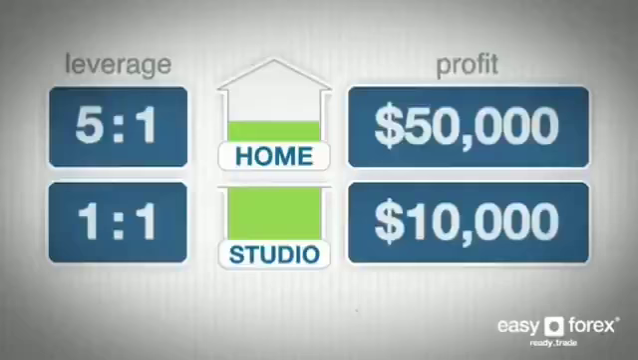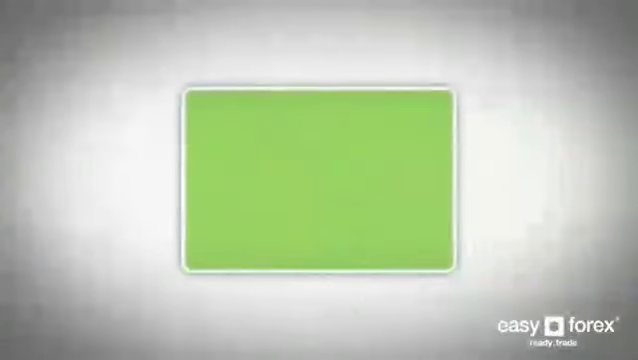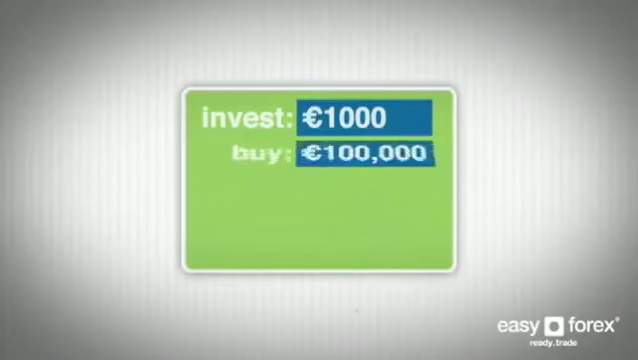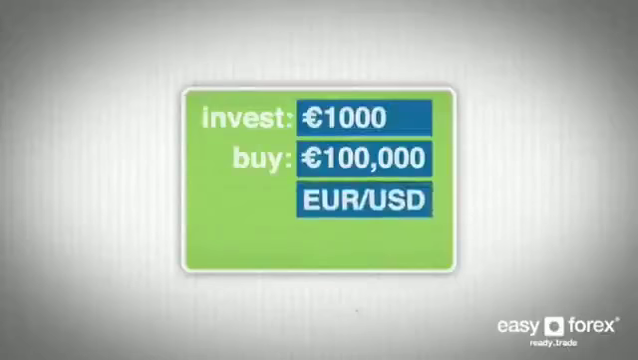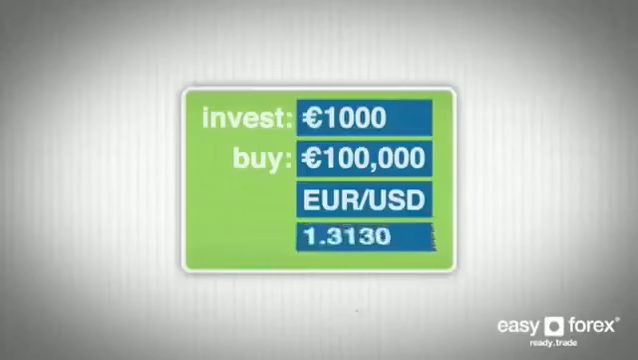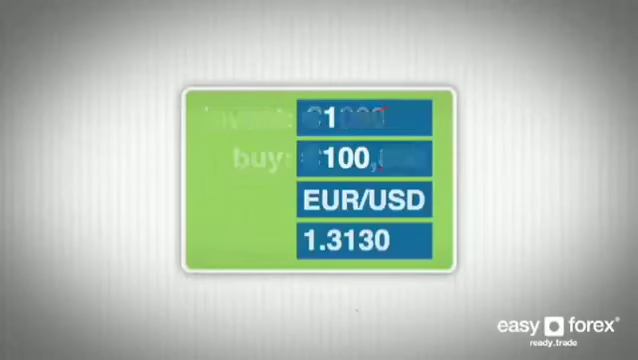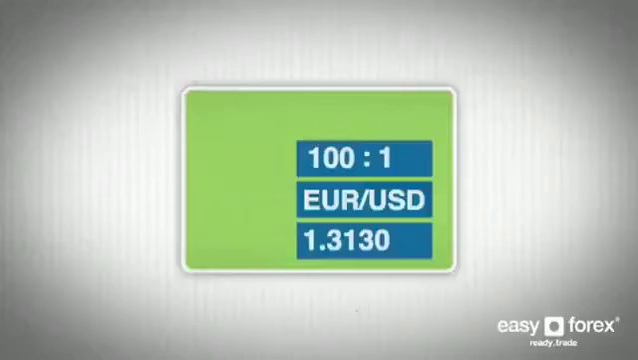Let's see how we can apply leverage to a Forex deal. You currently have 1,000 euros to invest, and you decide to buy 100,000 euros worth of euro-US dollars at a rate of 1.3130. Since 1,000 is 1/100th of 100,000, you're using a leverage of 100 to 1.